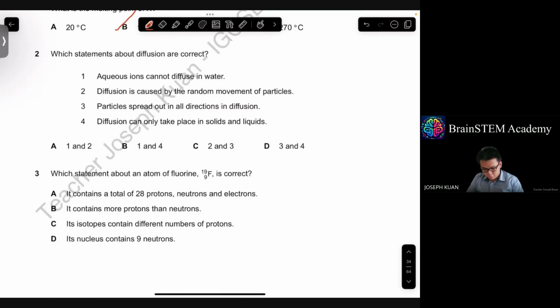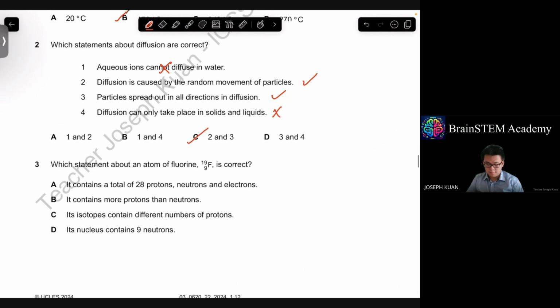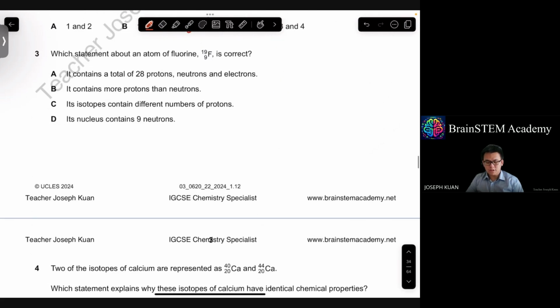Question number 2. Which statements about diffusion are correct? 1. Aqueous ions cannot diffuse in water. That's not really true. They do diffuse in water. 2. Diffusion is caused by random motion of particles. That's correct. 3. Particles spread out in all directions in diffusion. That's correct. 4. Diffusion can only take place in solids and liquids. That's wrong. So 2 and 3 is the answer, C.